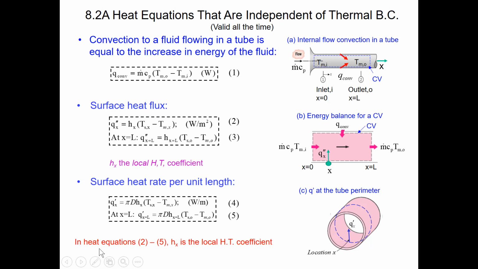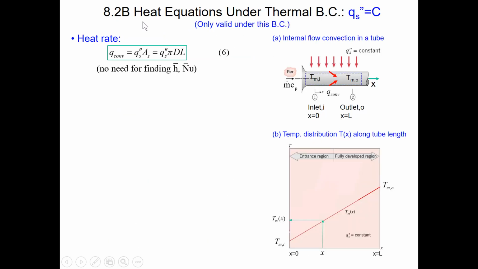Please note, in equations 2, 3, 4, 5, they all use the local heat transfer coefficient. B. Heat equations under the thermal boundary condition of a constant heat flux. It indicates that all those heat equations are valid only under this boundary condition.